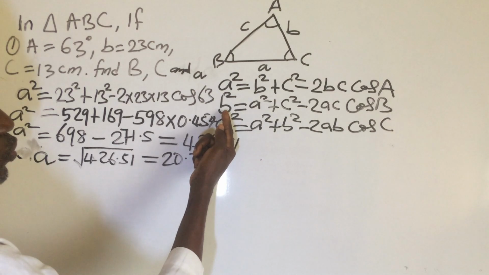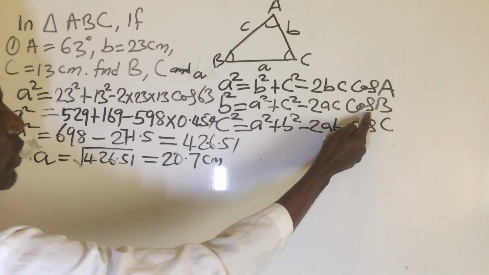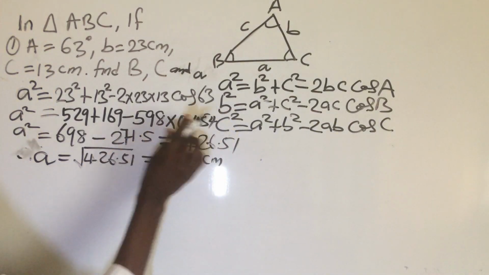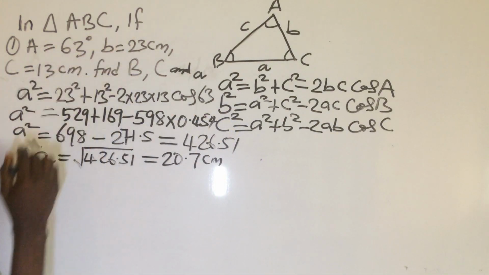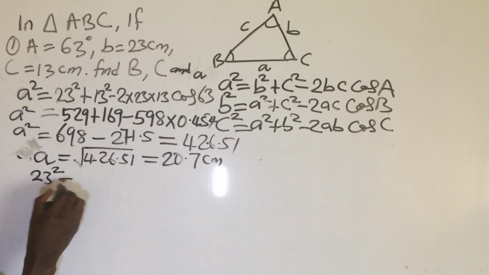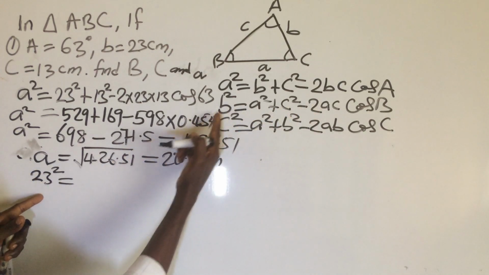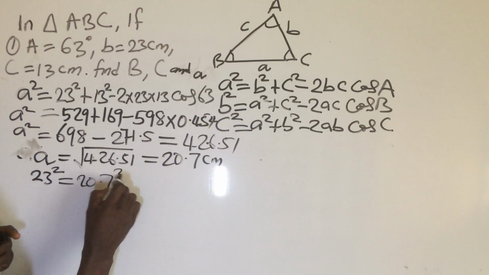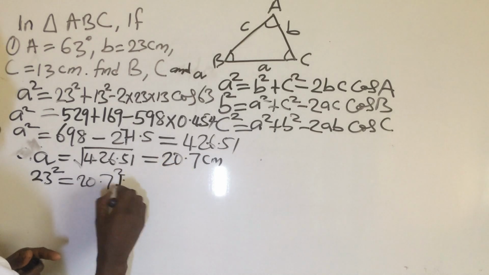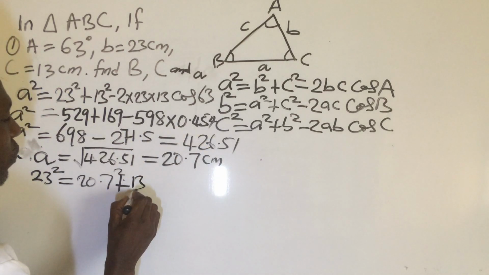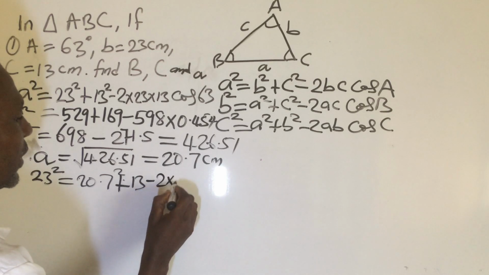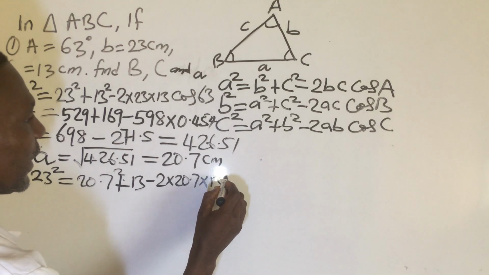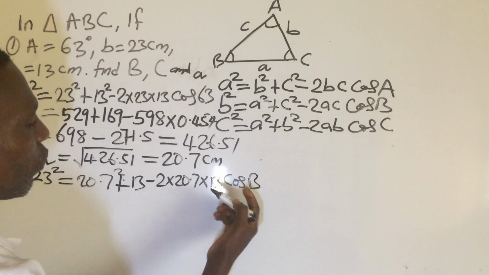Now we need angle B. Which formula do we use? We should use this one, because that is where we can get the angle B. Using this formula, B is given as 23. So 23 squared equals A, which we have calculated to be 20.7 squared, plus C, which is given to be 13 squared, minus 2 times 20.7 times 13, then cos B we are looking for.